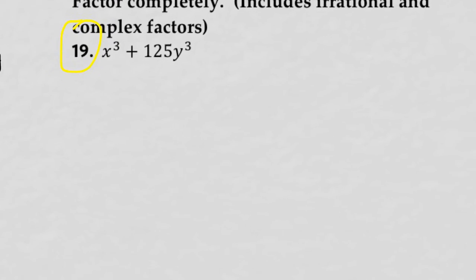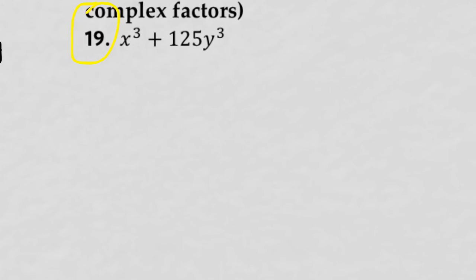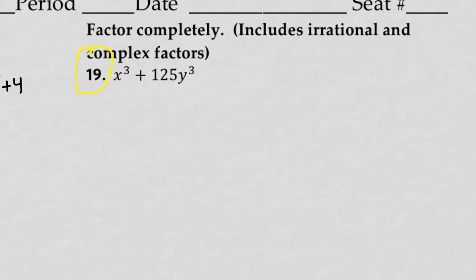So here we go, number 19. X cubed plus 125 y cubed. It says factor completely, include irrational and complex factors. So what they really mean by that is find the zeros, find all of them, and then write it in factored form with those zeros.